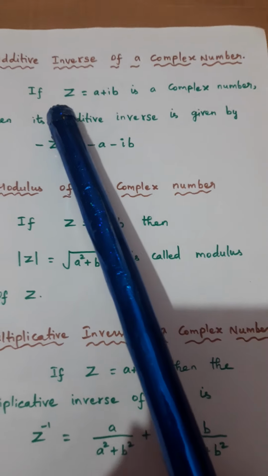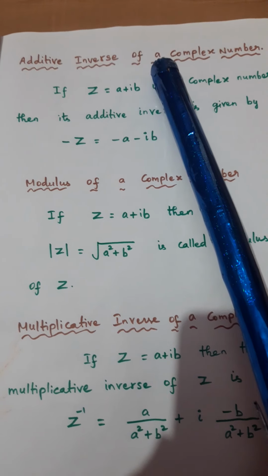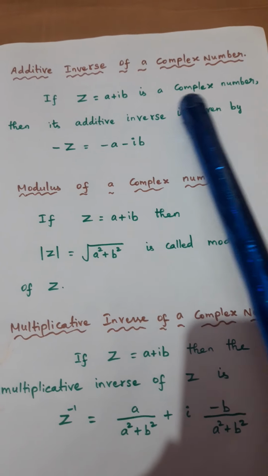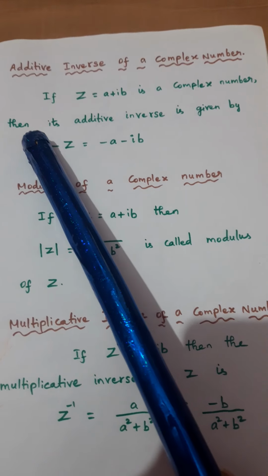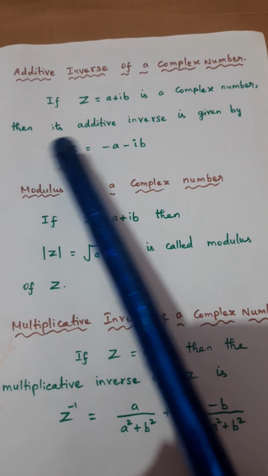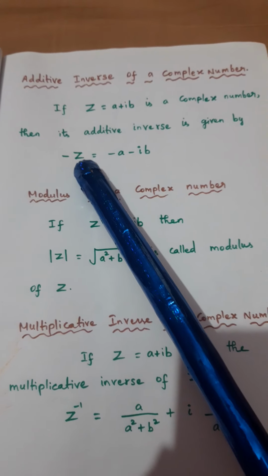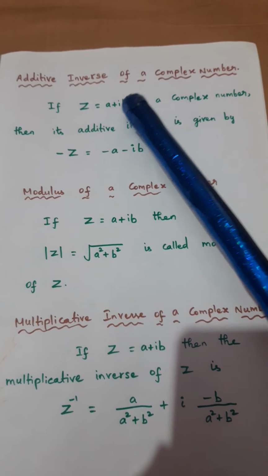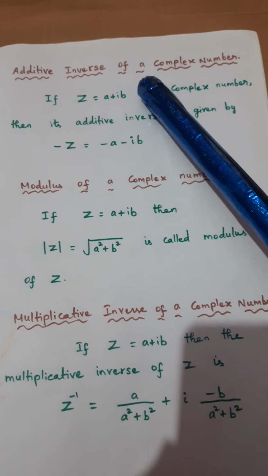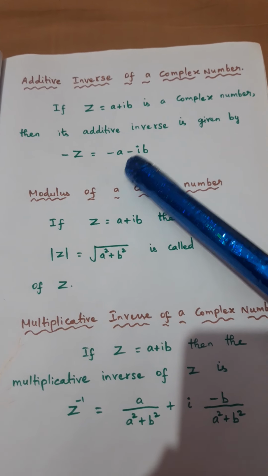Suppose z is equal to a plus ib. Z equal to a plus ib means simply we will say this is a complex number. If z equal to a plus ib is a complex number, then its additive inverse is nothing but negative of z, that is minus z. Therefore, if z is a plus ib, minus z is nothing but changing the sign of the real and imaginary parts. A means minus a, plus ib means minus ib.